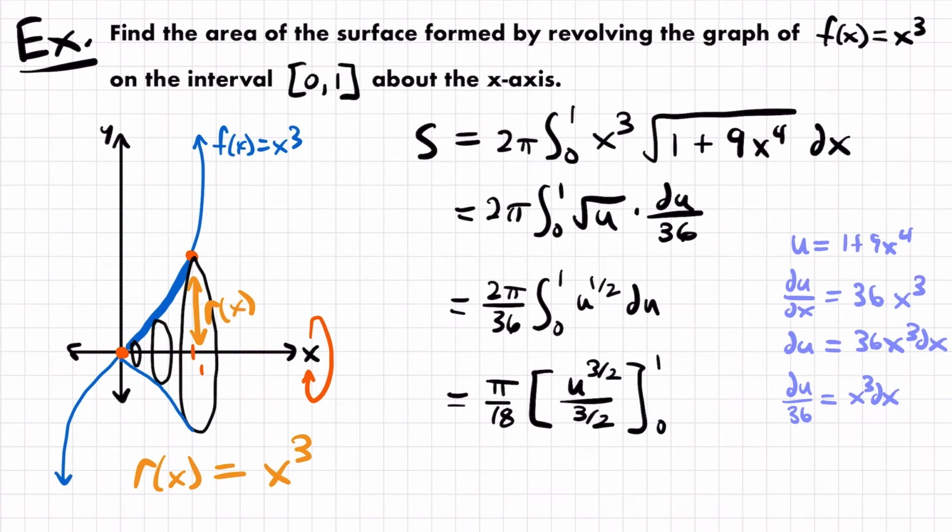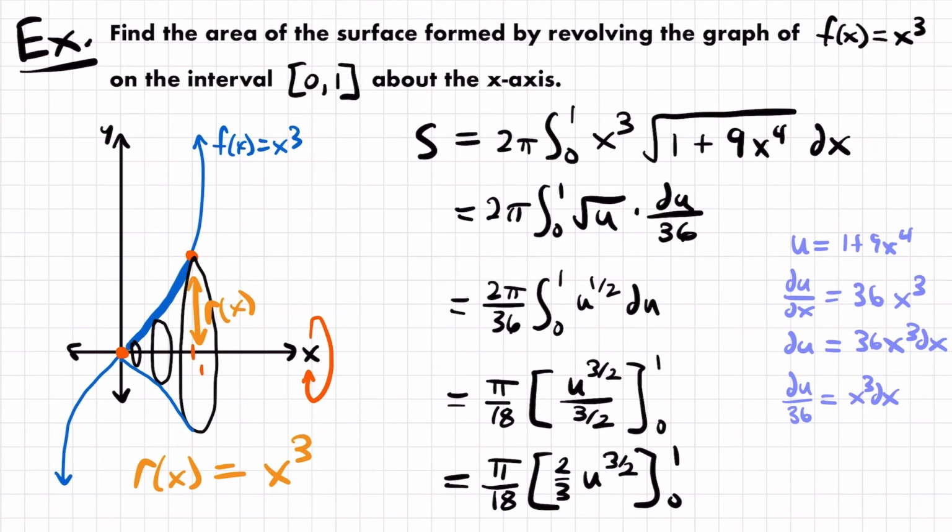Right, so the power rule of integration says to add 1 to the exponent, so 1/2 plus 1 is 3/2, and then we divide by that new exponent. All right, but then remember that dividing by a fraction is the same as multiplying by the reciprocal of that fraction, and so instead of dividing by 3/2, we can multiply by 2/3, and so this will be equal to pi divided by 18 times 2/3 times u to the 3/2 power, evaluated from 0 to 1.